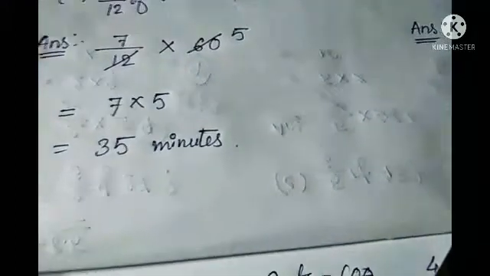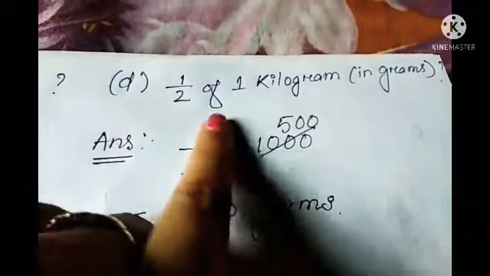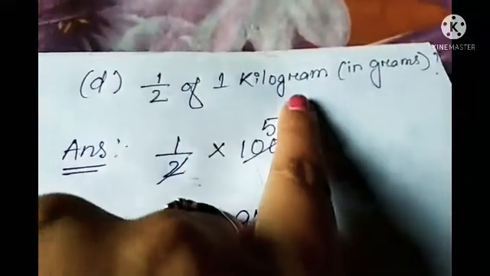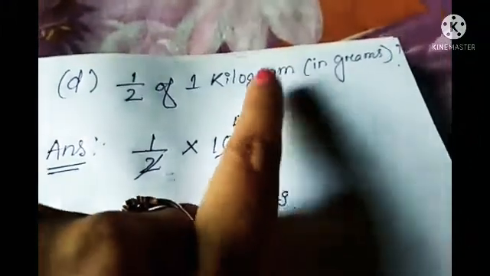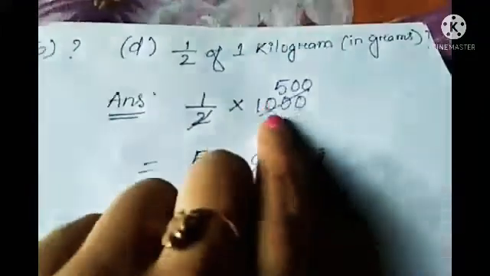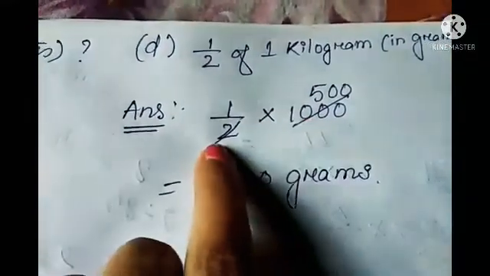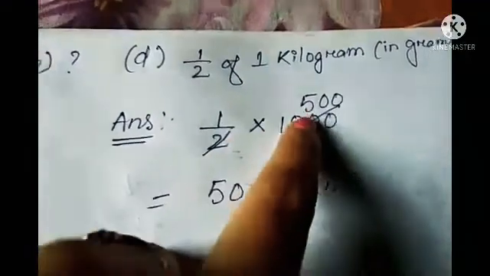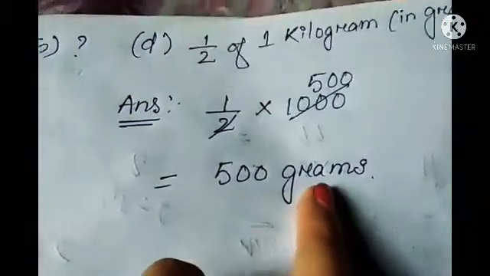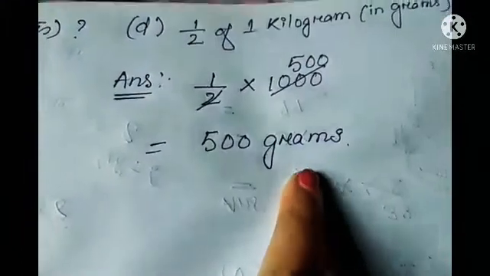Okay. You see another one, D number, 1 by 2. That means half of 1 kilogram. So I think you know about it. Half of 1 kg is 500 gram. We can also find out, students, in grams. So 1 kg equals 1000 gram, right? So if we divide 1000 by 2, we will get 500. Now 500 into 1 will give us 500. So yes, half of 1 kilogram will be 500 grams.